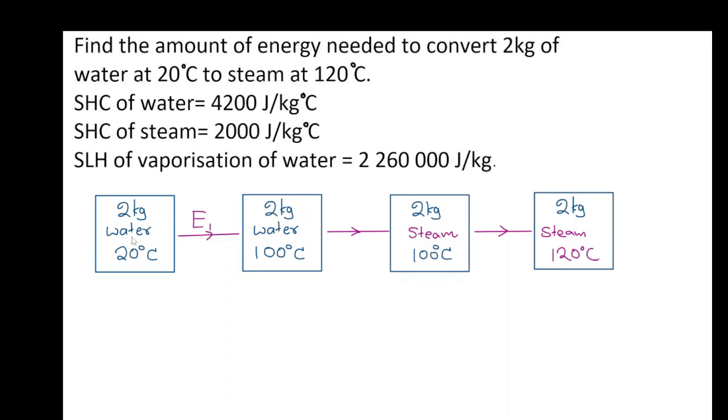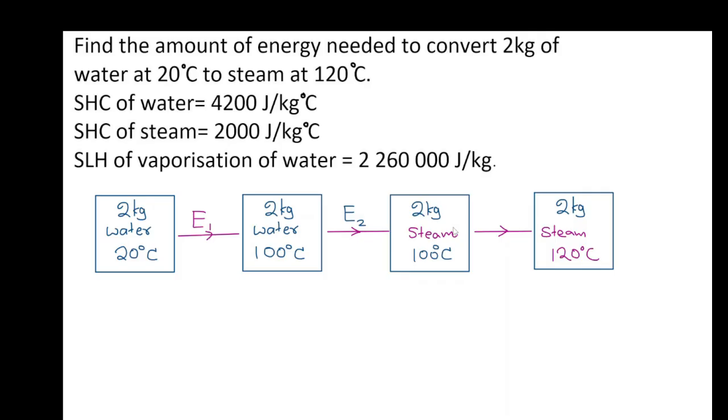2 kilograms of water at 20 degrees Celsius is converted to 2 kilograms of water at 100 degrees Celsius, which takes E1 amount of energy. This 2 kilograms of water at 100 degrees Celsius is then converted to 2 kilograms of steam at the same temperature. Now, this is the specific latent heat part. Let's call this E2.